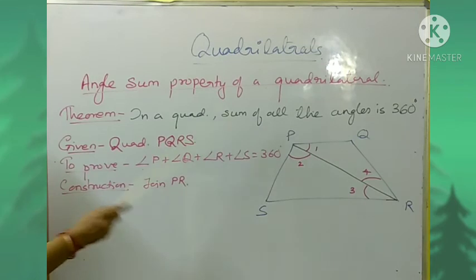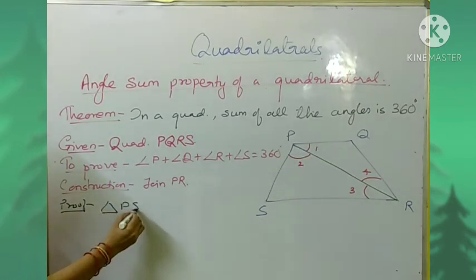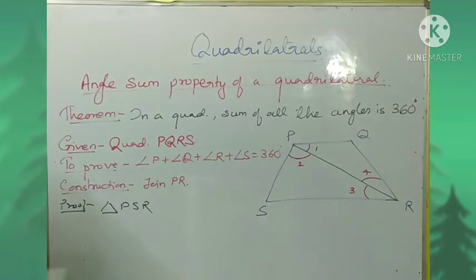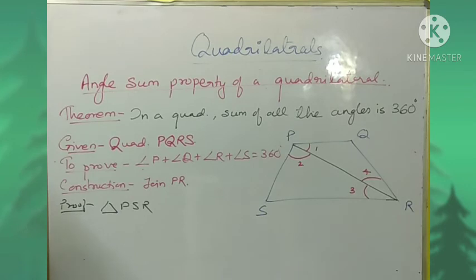Now to prove this, we have to do a construction. The construction is: join PR. Now when we join PR, we get two triangles. One is triangle PSR. And we know that in a triangle, the sum of all the angles is equal to 180 degrees.